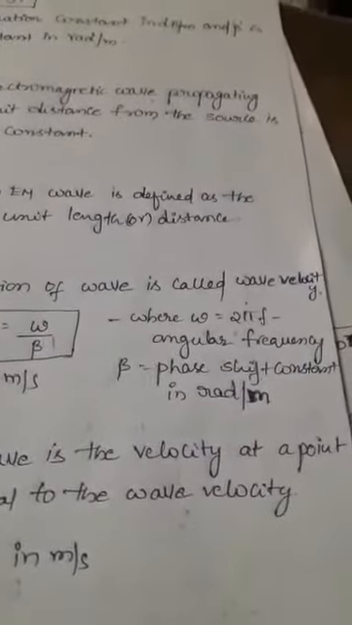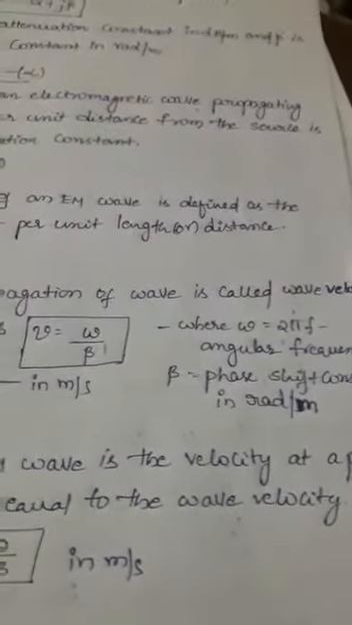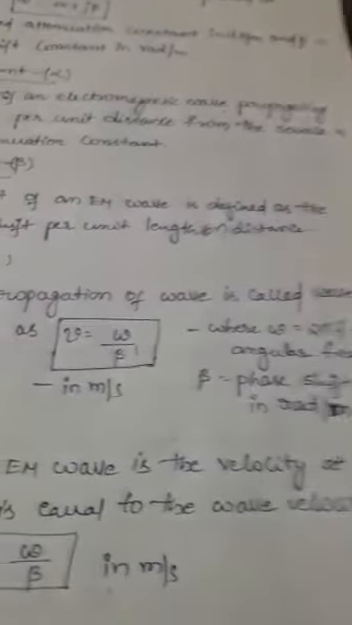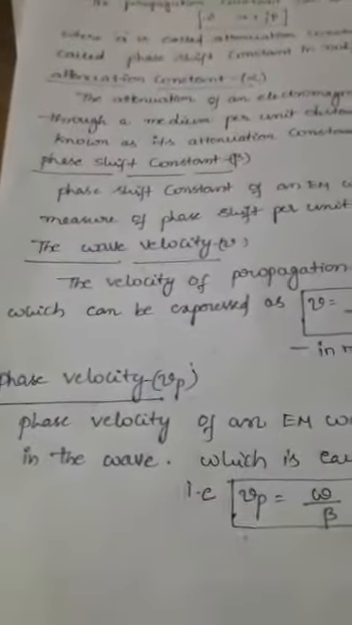You can note down the units. And beta is the phase shift constant, which is in radian per meter. Finally, the wave velocity units are meter per second. So the next characteristic is phase velocity.